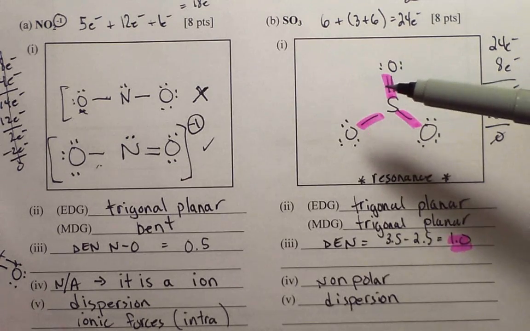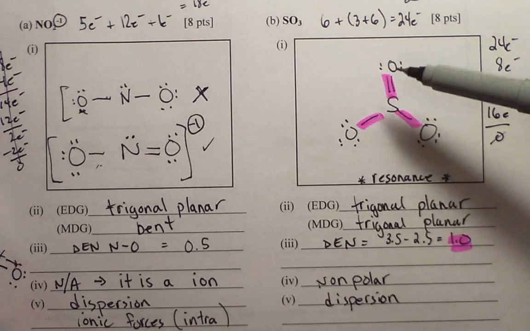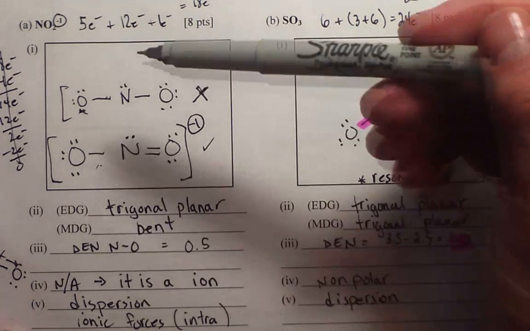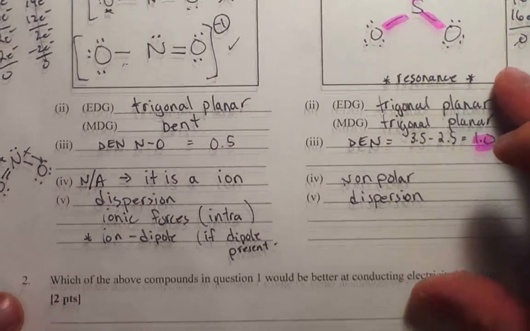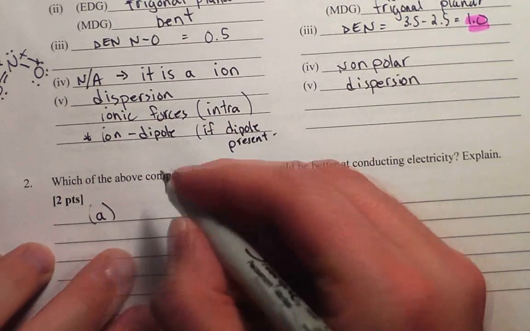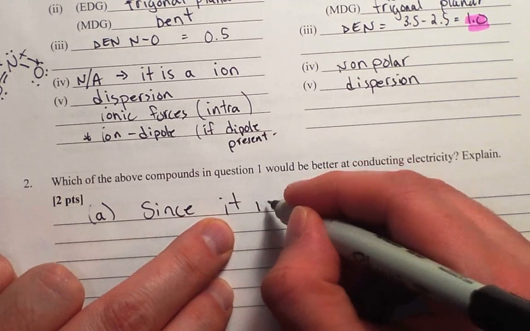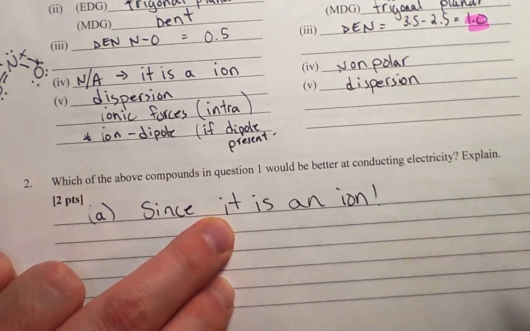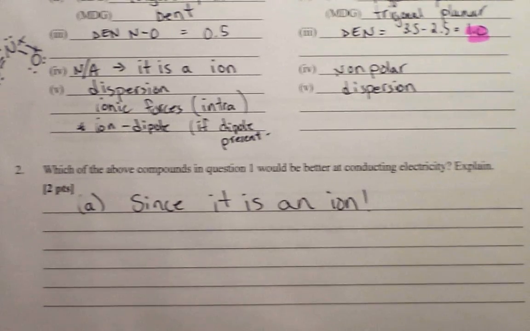In molecular compounds, the conductivity is very low or poor. So B is not going to be a great choice because it is a nonpolar molecule. However, this molecule is an ion, and ions are much better at conducting electricity. So the answer would be A. And the explanation: ions can conduct charge. It can create a flow of charge.